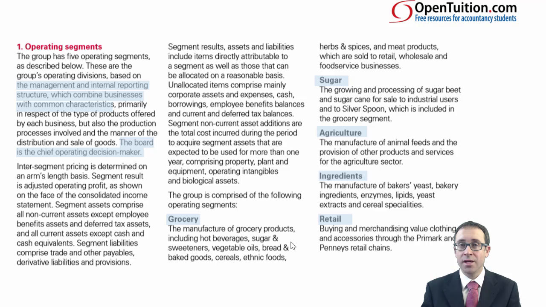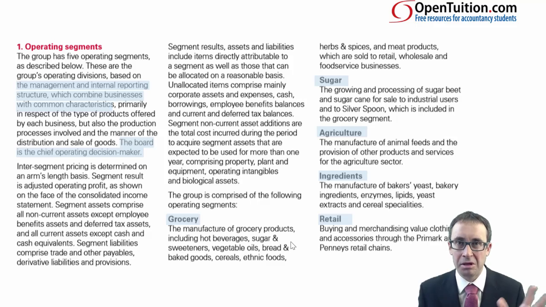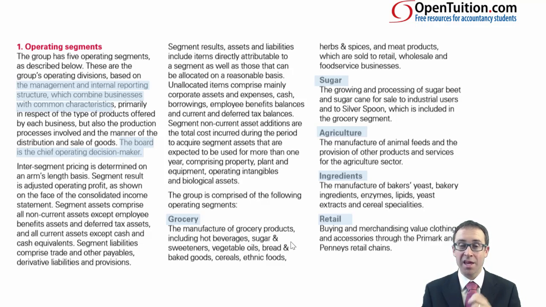And then it details the specific segments, doesn't it? With regards to the grocery, sugar, agriculture, ingredients. So we can look at those now. Agriculture manufactures animal feeds and provides other products and services to the agriculture sector, whereas the ingredients segment is the manufacture of yeast, enzymes, lipids, yeast extracts, and cereal specialities. Sounds quite funky, doesn't it? But that seems to be the ingredients, if you like, the raw materials in terms of the grain, the wheat, the barley that goes into making all your cereals, maybe for Kellogg's or whoever else it may be.